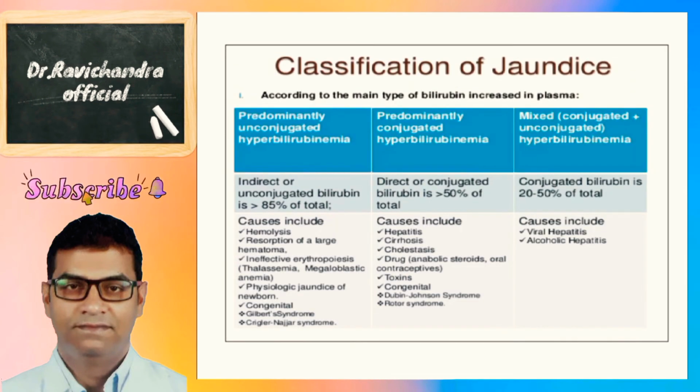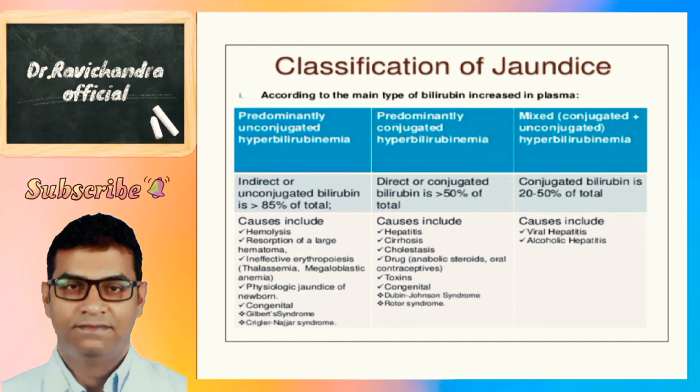Classification of jaundice according to the type of bilirubin increased in plasma. It can be predominantly unconjugated hyperbilirubinemia, predominantly conjugated hyperbilirubinemia, or a mixed version of conjugated and unconjugated hyperbilirubinemia. If indirect or unconjugated bilirubin is more than 85% of total, then it is predominantly unconjugated hyperbilirubinemia, and the causes are hemolysis, resorption of a large hematoma, ineffective erythropoiesis, and congenital diseases like Gilbert syndrome and Crigler-Najjar syndrome.